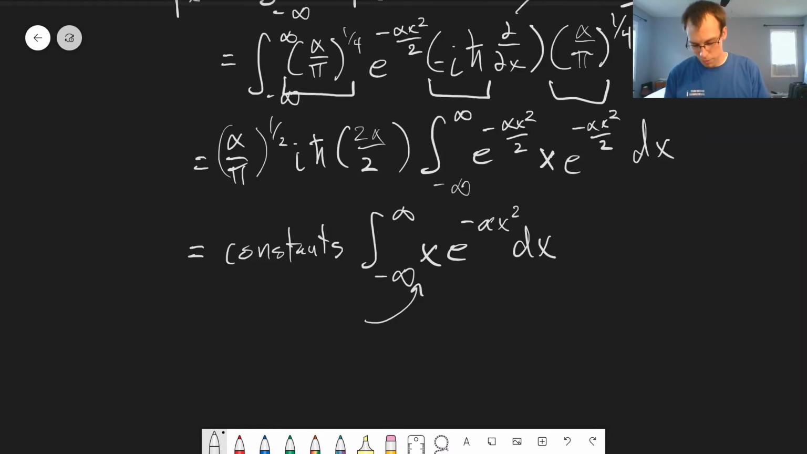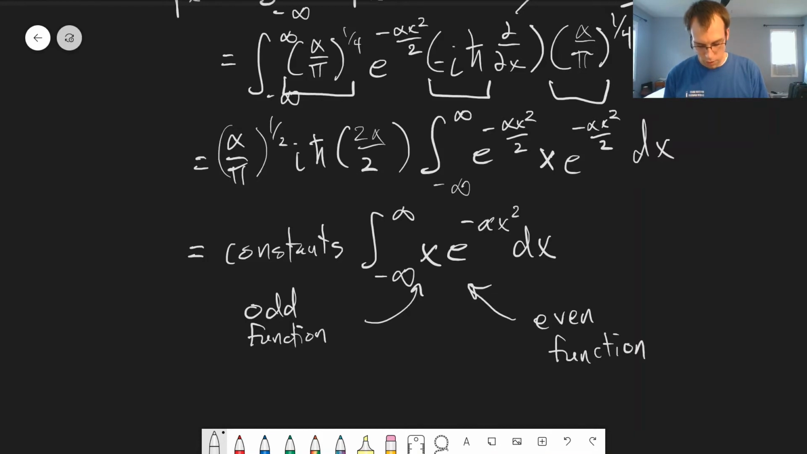So x is what's known as an odd function, and e to the minus alpha x squared is an even function. Now, what do I mean by this? Well, the first thing I'll tell you is the useful thing is that if you multiply an odd function and an even function, and you integrate over all space, you get 0. So that's really handy to know.